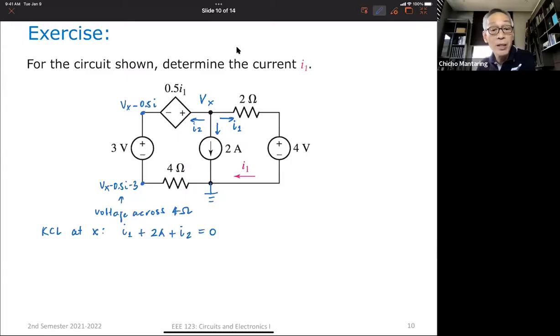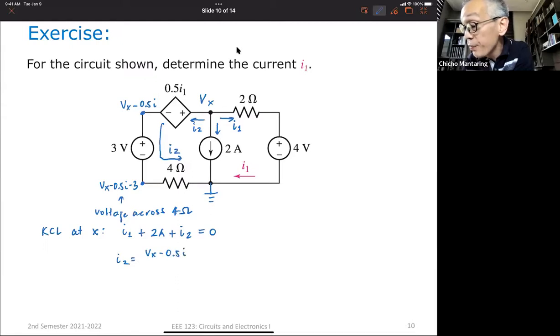Across the 4 ohms. Meaning to say I2, because this is I2, this is also I2. No? I2 is just Vx minus 0.5i minus 3 all over 4. Okay. On the other hand, what is I1? What is I1? I1 is easy. It's Vx minus 4 over 2.